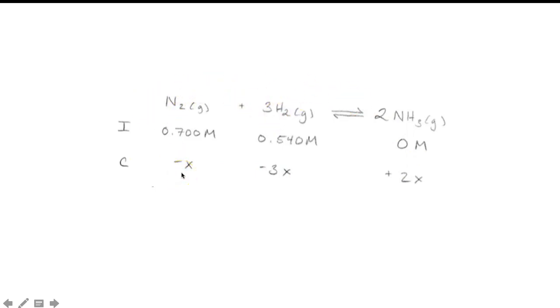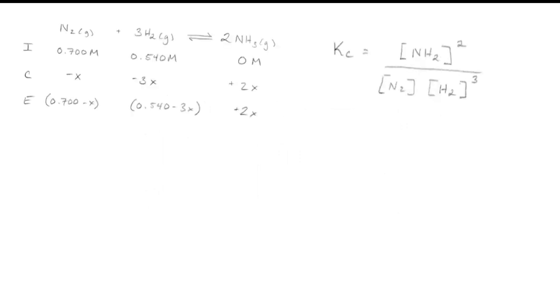So we have minus x associated with nitrogen, minus 3x associated with the hydrogen, and plus 2x associated with the ammonia. Then we just add those together, the I and the C, to get our equilibrium concentration. So it just ends up being 0.7 minus x for nitrogen, 0.54 minus 3x for hydrogen, and 0 plus 2x, or equivalently just 2x, for ammonia.